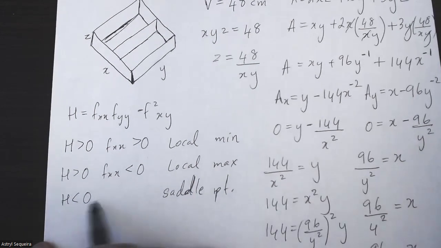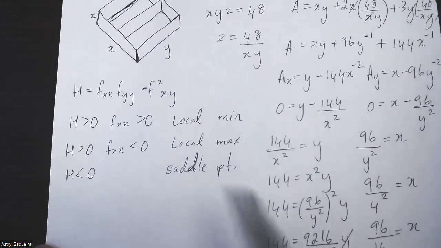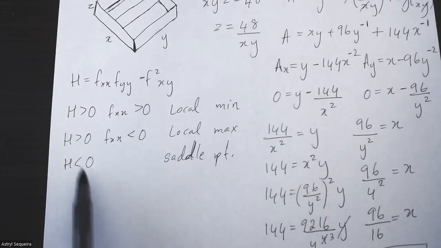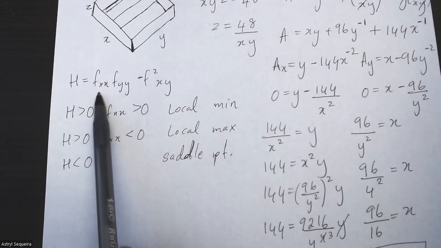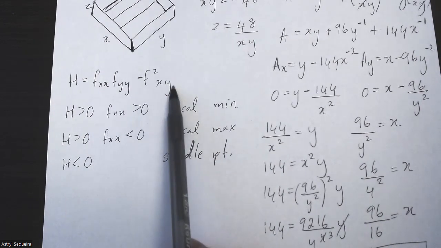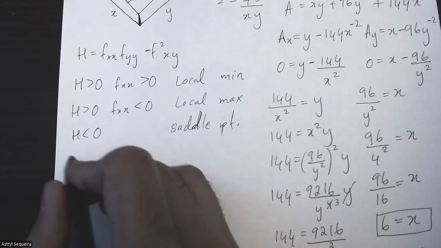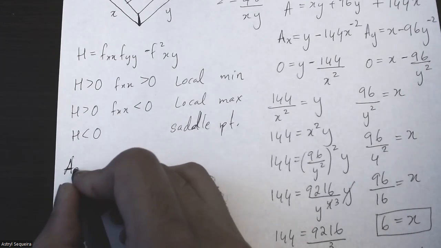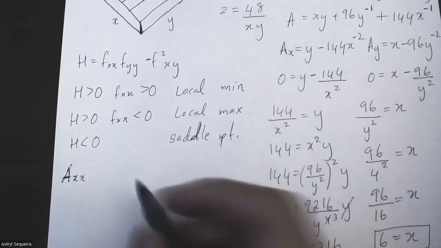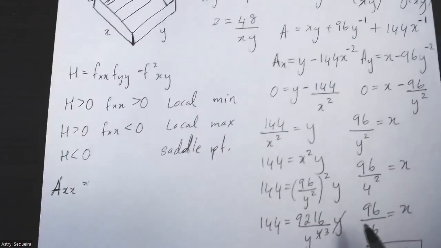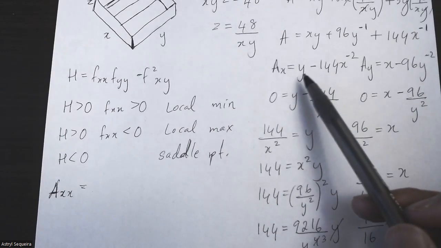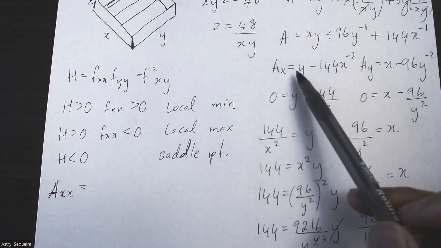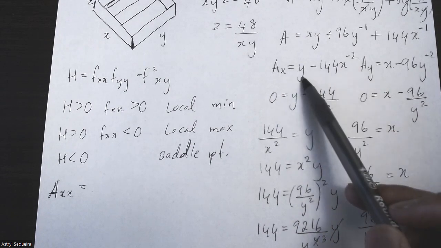There's also a 4th case where h equals 0, but that basically means you can't figure out what the critical point is. I'm not going to really discuss that. So let's find out fxx, fyy, and f squared xy. Let's start with fxx. Or technically in this case, it's going to be axx because we have an area equation rather than an f equation. So axx just means I'm re-deriving my ax equation in terms of x, so y is a constant. So this is going to disappear as 0.